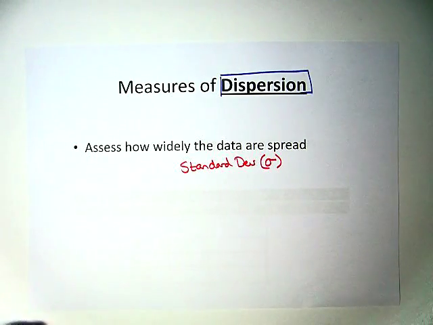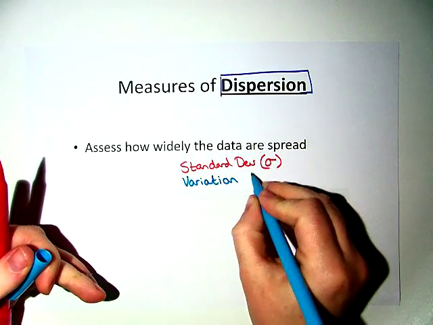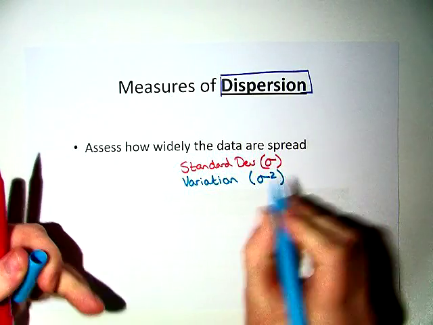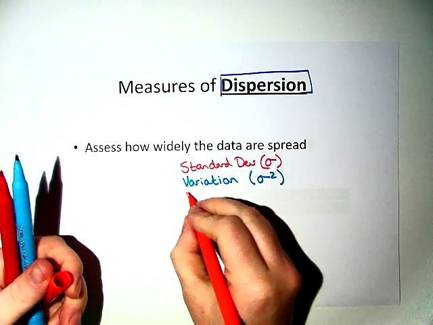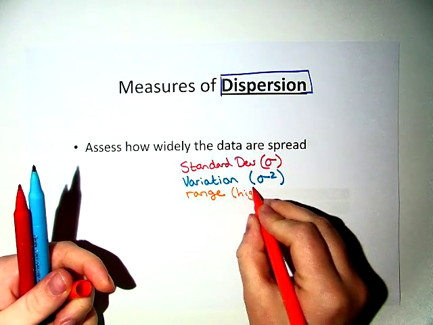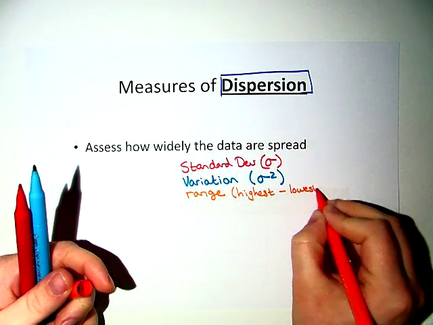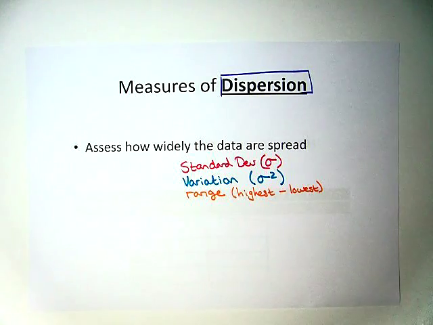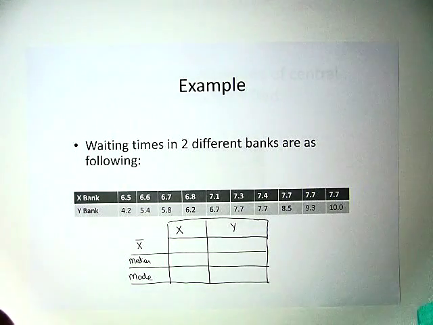Okay? Variation, or sigma squared. And last, but most certainly not least, the range, which is where you take the highest value and you subtract the lowest value. And most of these we can use on the calculator except for range. So let's go ahead and look at some ways.